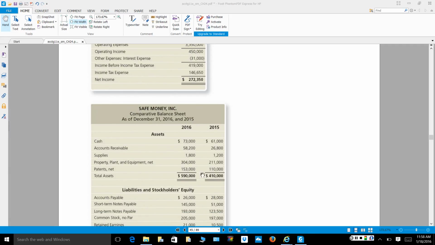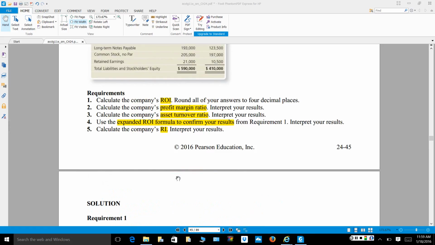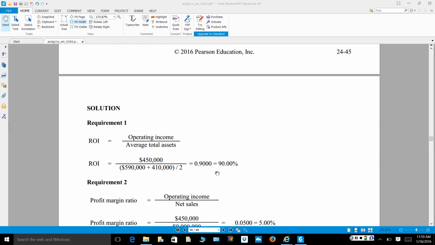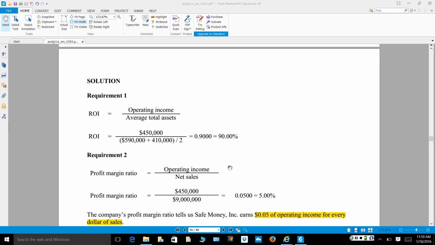Then for our average total assets, we're taking assets at the beginning of the year, $410,000, plus those at the end of the year, $590,000, divided by 2 to come up with our average total investments. So our return on investment here is 90%, which is very high. This is telling us basically that I am generating 90 cents of return for every dollar that I'm spending in assets, which is a very, very good return. We can't get anything close to this for money laying in the bank. This is the risk that goes along with running a business.